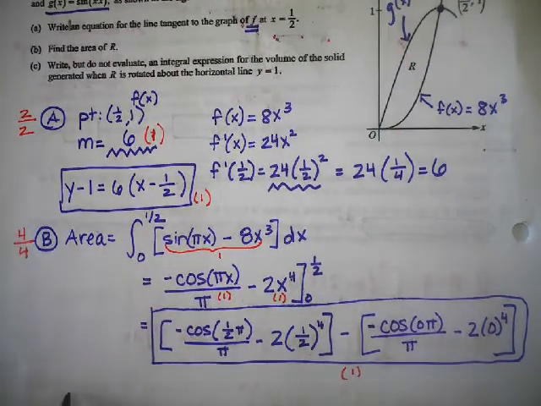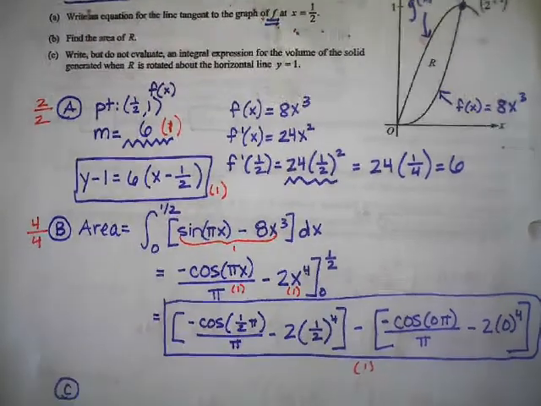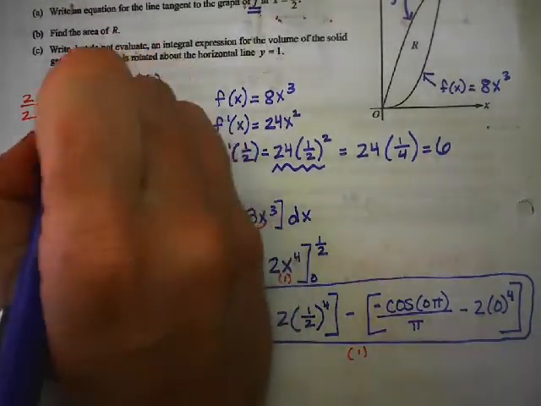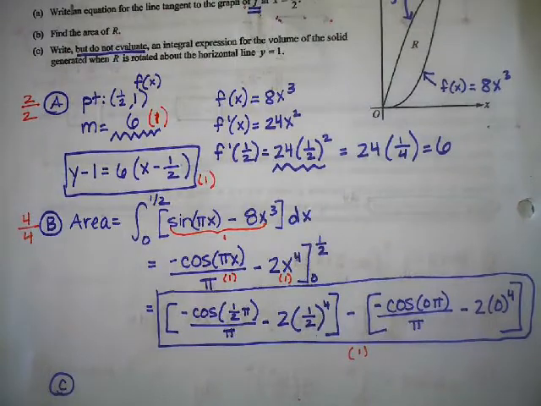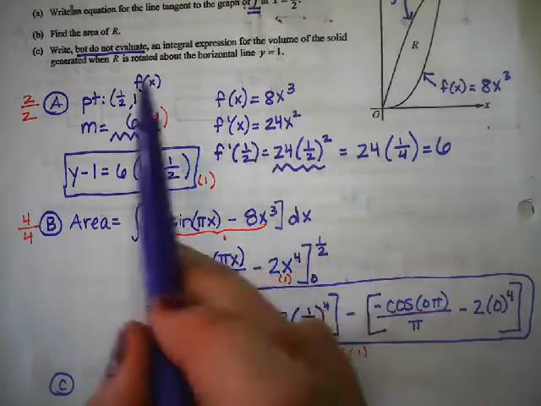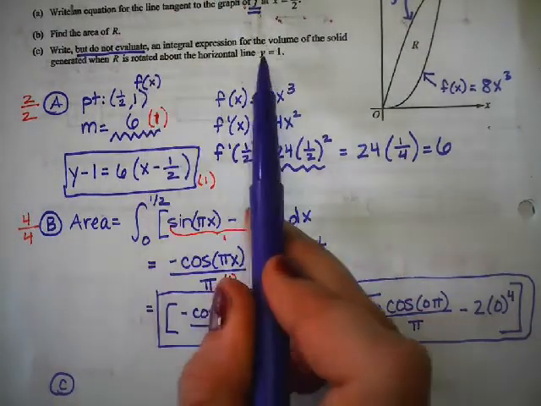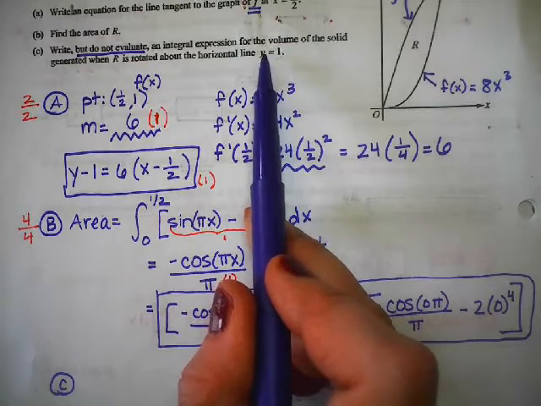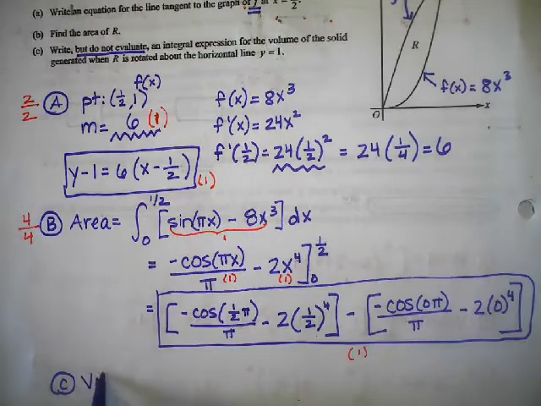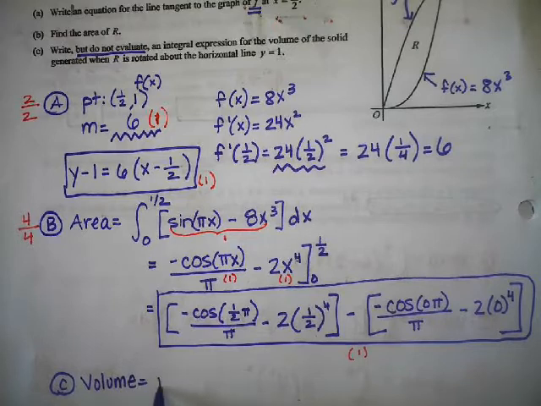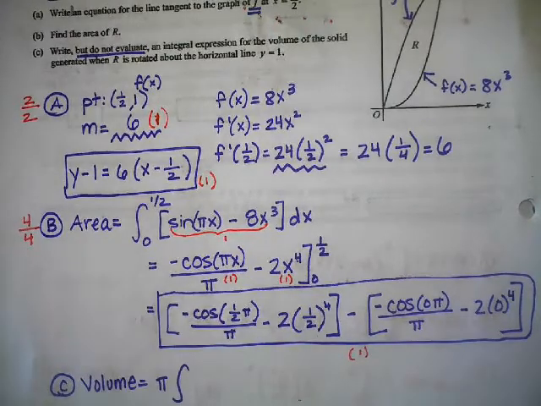Okay, part C. Part C is one of the ones that says write but do not evaluate an integral expression for the volume of the solid when we revolve it or rotate it around y equals 1. So whenever we're revolving or rotating, we have volume equals pi integrate r squared.